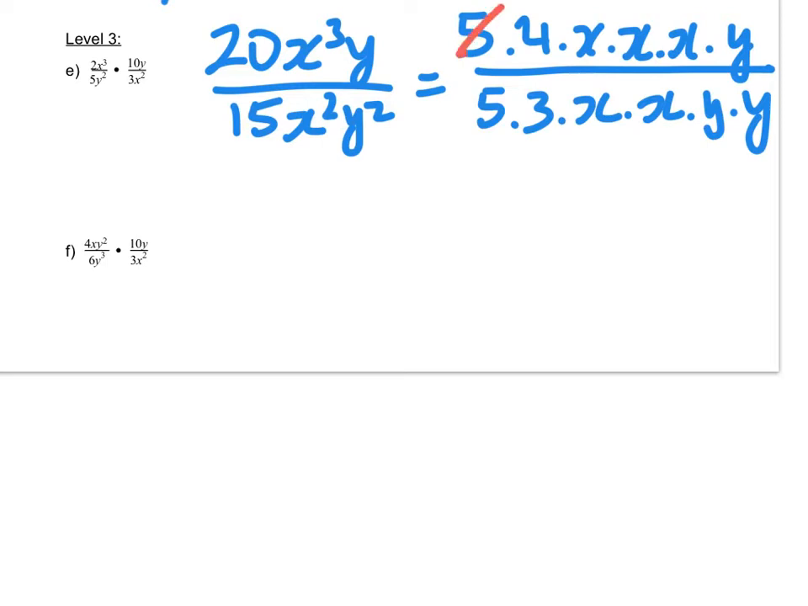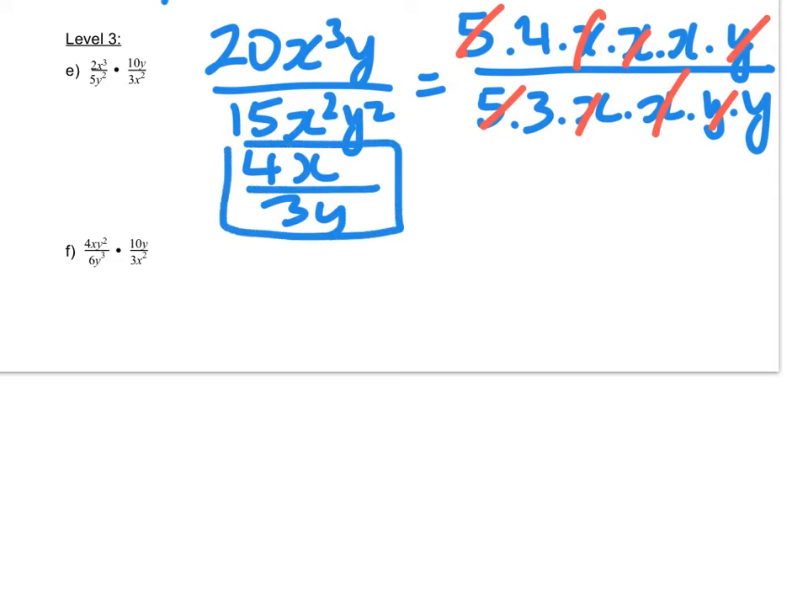So 5 and 5 are going to cancel. They cancel one x from the top with one from the bottom, another from the top, another from the bottom. No more x's to cancel, a y and a y. So what are you left with then? On the top you're going to be left with 4x, and at the bottom you're going to be left with 3y. Okay, and that's your answer: 4x over 3y.